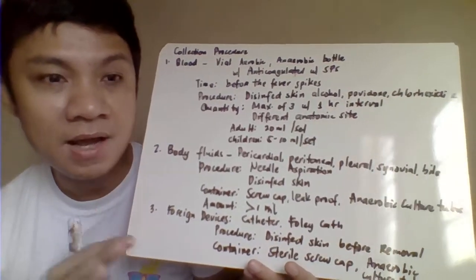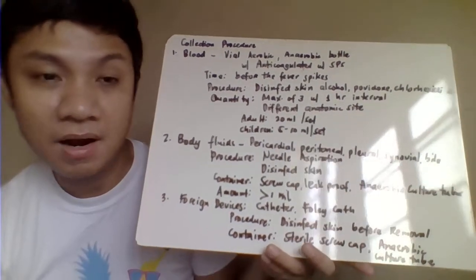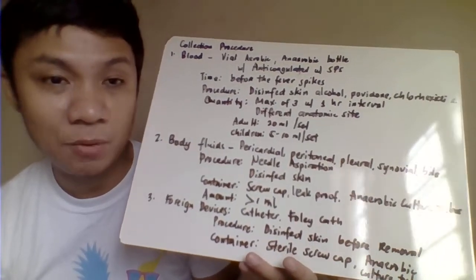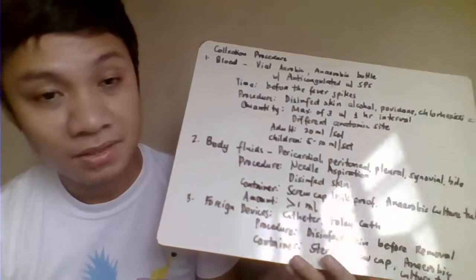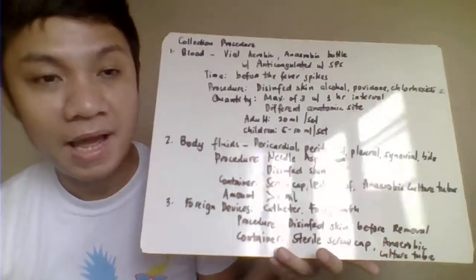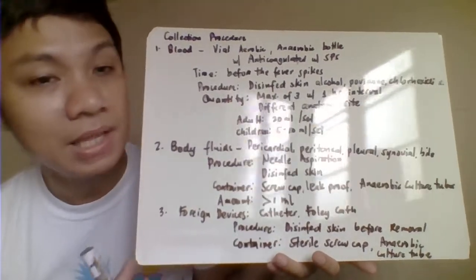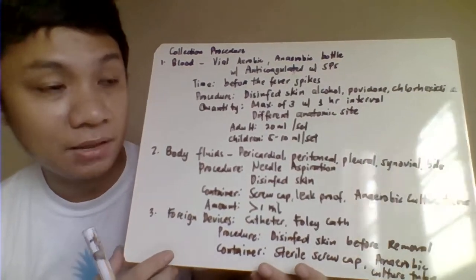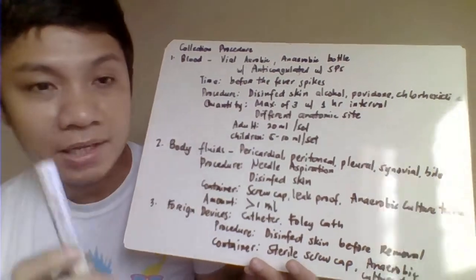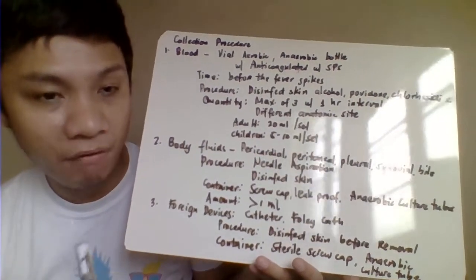Okay, when we say 3 or 2 specimens, they are from different anatomic sites. For example, if two, one in the left hand, the other on the right. So basta magkaiba ang anatomic site, you just need to indicate in your label kung saan mo siya kinolekta. That one would have a 1 hour interval.